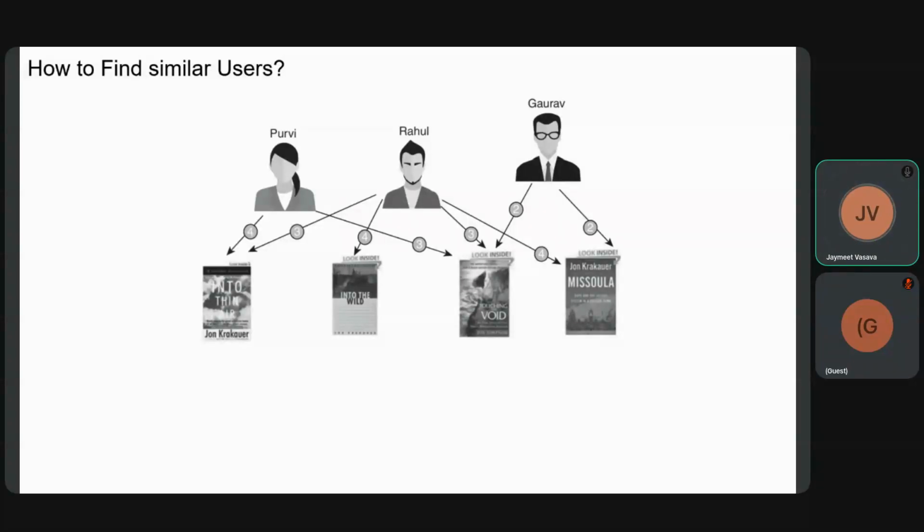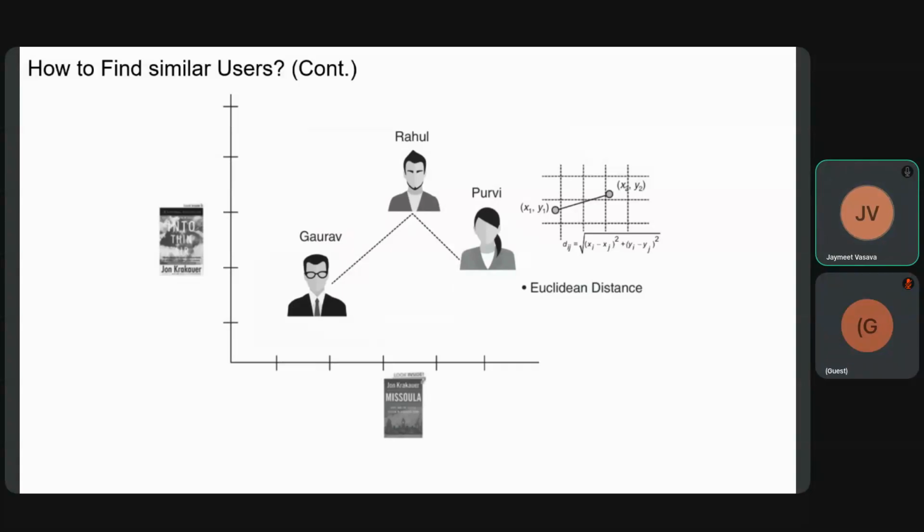So how do we find similar users? We are taking this example of three people, Purvi, Rahul, and Gaurav. Each of them has a certain kind of book purchases, and based on their purchases we can tell how they are similar. When we compare them in a Euclidean space with two books on the x and y axes and plot them, the Euclidean distance between Rahul and Purvi is shorter. So the recommendations that can be made for Purvi can be made for Rahul as well, and vice versa.